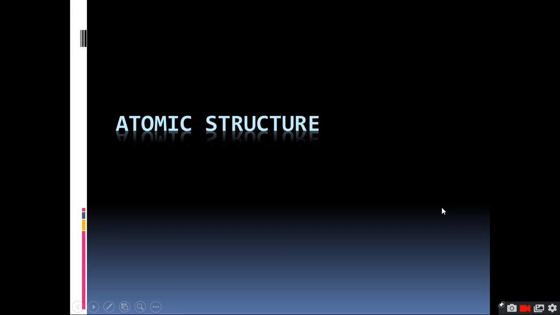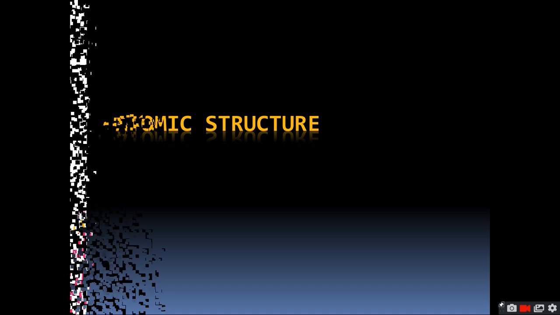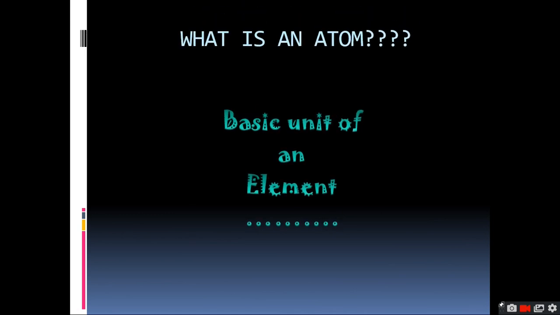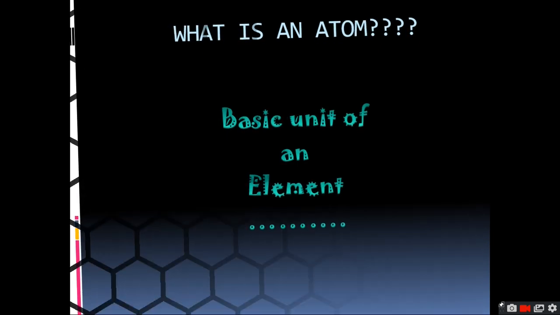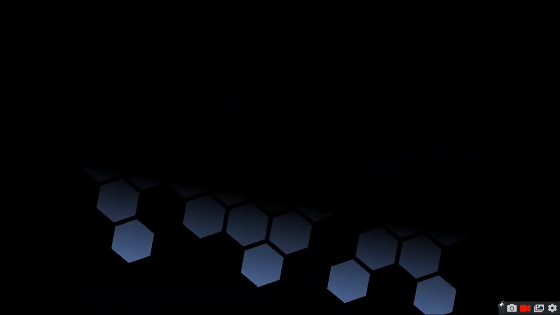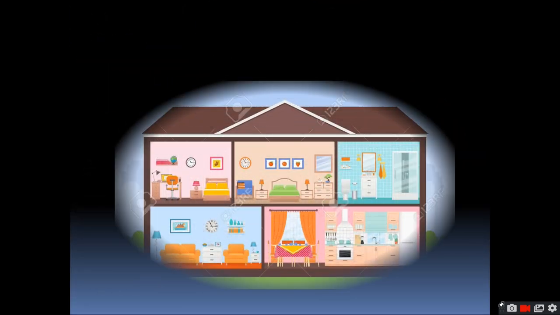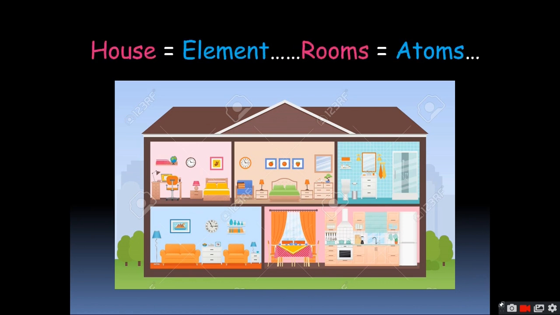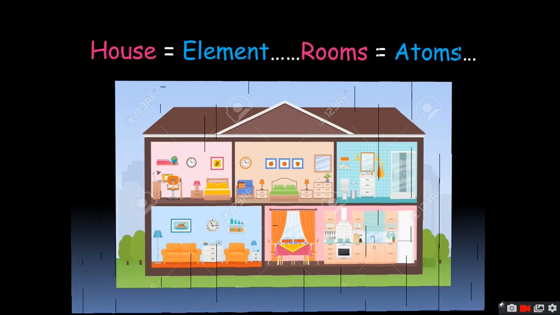Today I'm going to tell you about the atomic structure and the subatomic particles. So, what is an atom? Basic unit of an element. I've answered it. But then you'll ask me, what do you mean by this? So, let's consider your house as an element and the rooms in it the atoms. Thus the rooms being the basic unit of your house, the atoms are the basic unit of the element. Got it? Good.